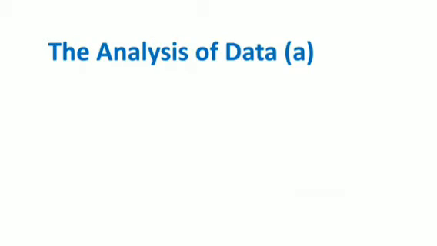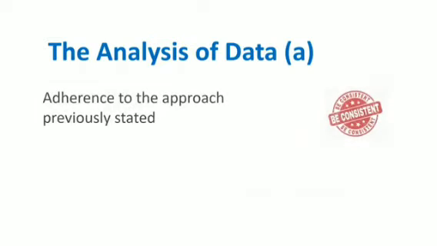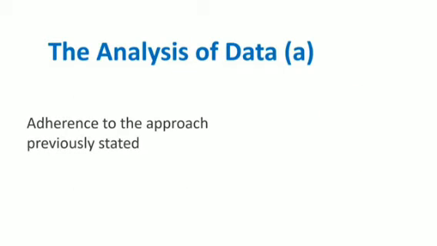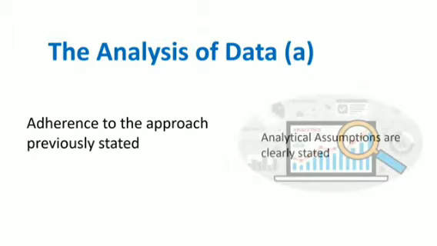In this section, marks will be awarded for the adherence to approaches previously stated and finding a mathematical solution to the problem stated in the objective. The term adherence is used to mean the establishment of a clear relationship between the type of analysis done and the data collected, as the researcher seeks to have his research question answered. Specifically, it includes the clear establishment of your analytical assumption.